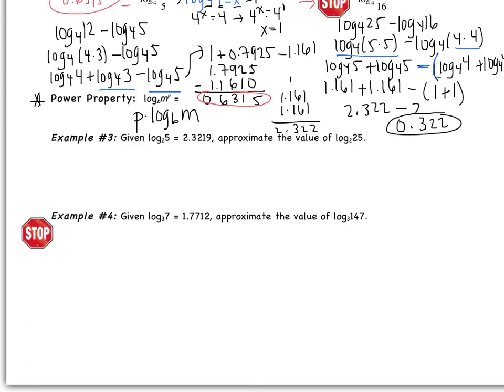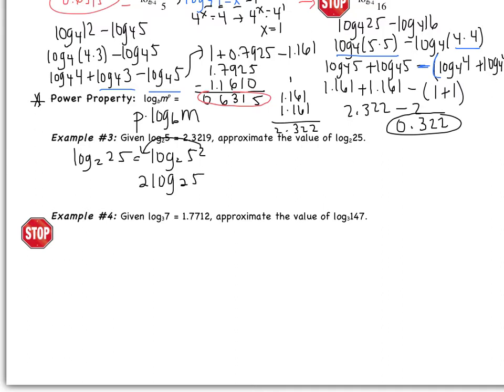So example 3, it says log base 2 of 5 is 2.3219. Approximate the value of log base 2 of 25. Well, I know that log base 2 of 25 is the same as log base 2 of 5 squared. And now by the power property, that exponent just comes out in front. This becomes 2 multiplied by log base 2 of 5.